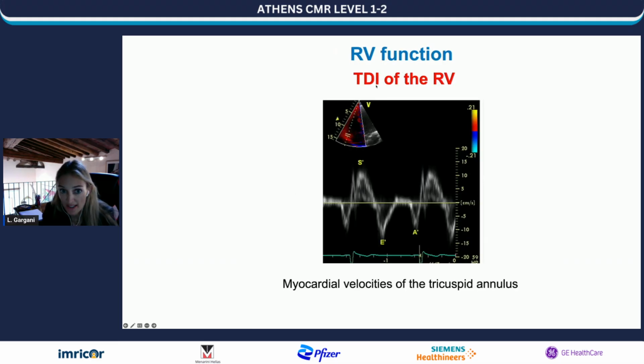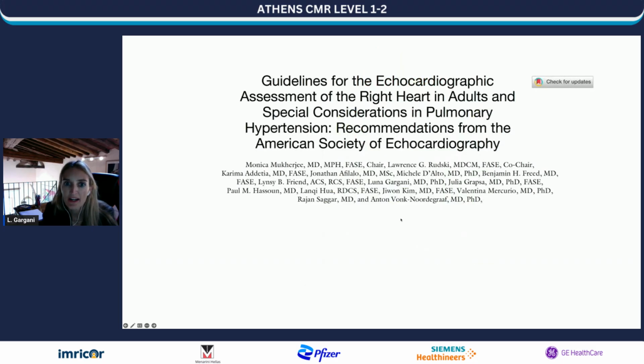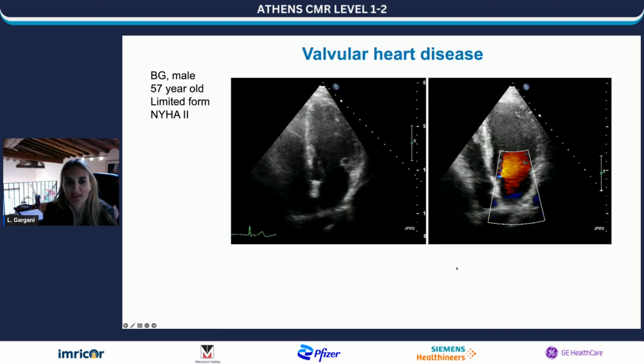Of course, we have the TDI, as we have seen before, and you may find in the very recent guidelines on echocardiographic assessment of the right heart all these different parameters, and you can see how complex the world of assessing the right ventricle in our patients is.